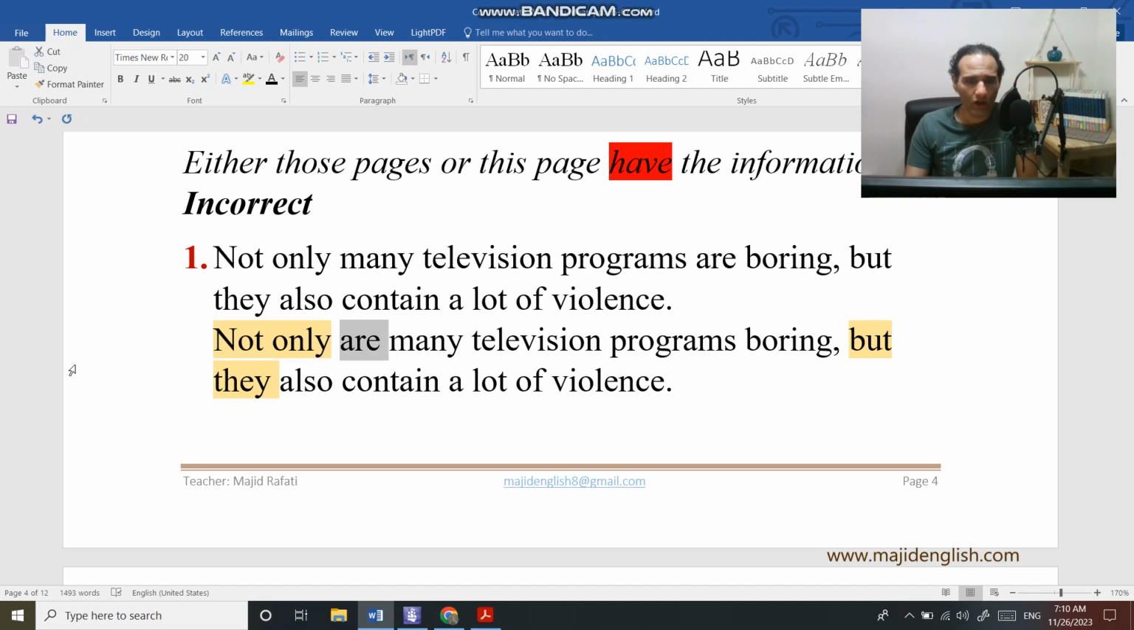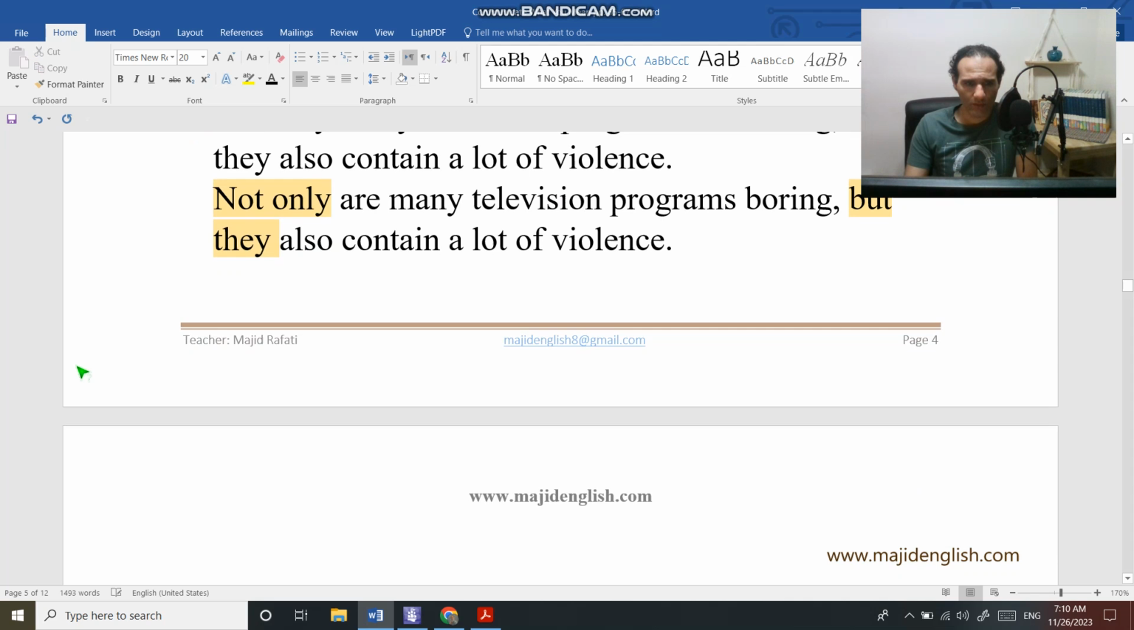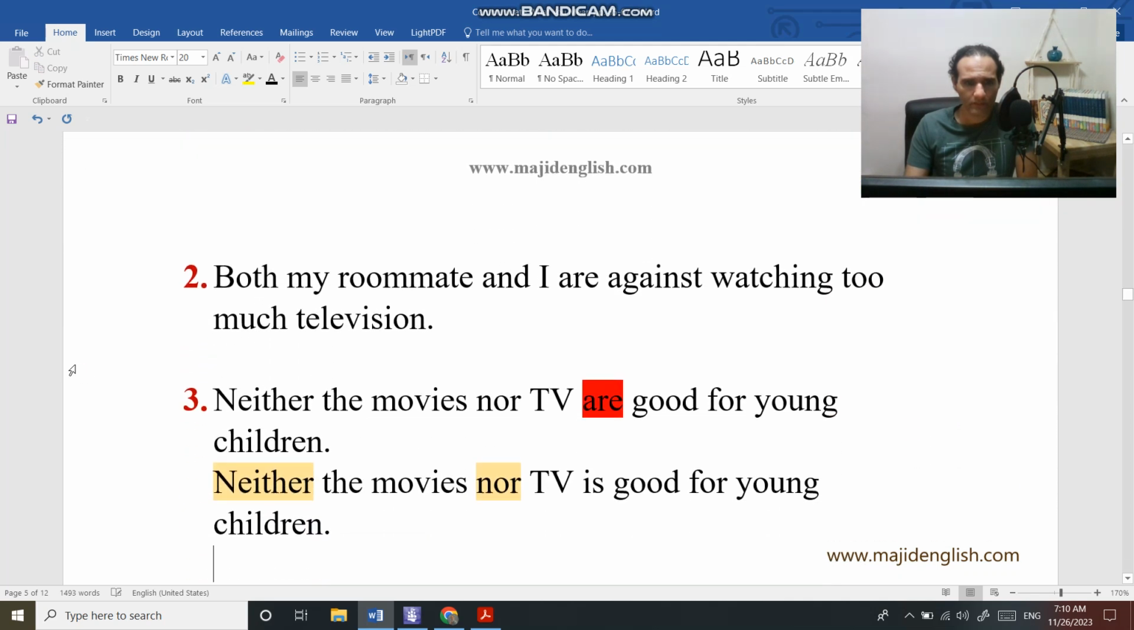Not only are many television programs boring, but also they contain a lot of violence. So what is it? Connecting two independent clauses, it needs to be in a question form, and we need a comma in the middle. Okay? Number 2, correct, no mistake. Both my roommate and I are against watching is correct and no problem.